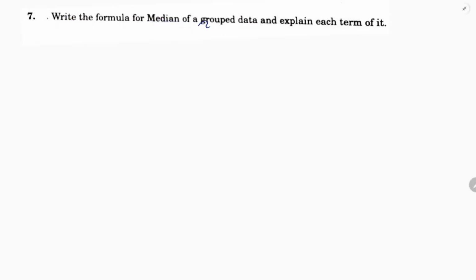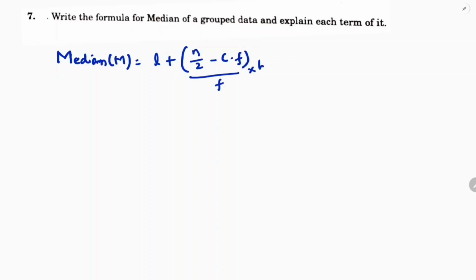Write the formula for the median of grouped data and explain each term of it. So here the median formula is L plus n by 2 minus CF by F into H. So here L is the lower boundary of the median class.